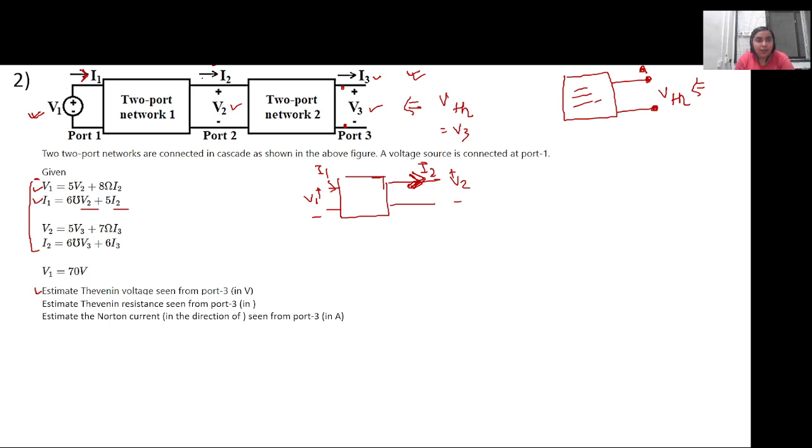In ABCD parameters, we consider I in this particular direction, that is coming out of the network, right? So this is written in terms of the ABCD parameters like this. Suppose for this case the ABCD parameters are A1, B1, C1 and D1. Let's write this.